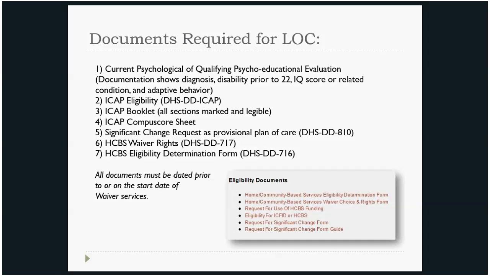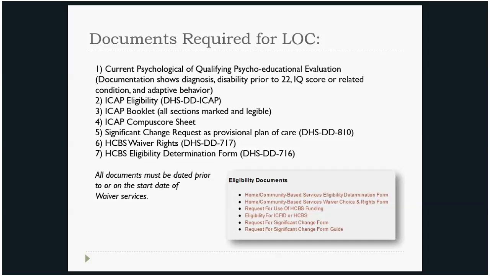And then the ICAP CompuScore sheet, that 3-page document that needs to be submitted. The significant change request as the provisional plan of care needs to be submitted with a level of care. Your funding request is already submitted. I should have noted that up here too, but your funding request comes in already. Then these documents: your waiver rights form, the 717, and then the 716, where you fill out that top section, or about 2/3 of the document. That needs to be filled out and signed and dated. We continue to receive those coming in that aren't signed and dated. So just like any document, make sure they're all fully complete.